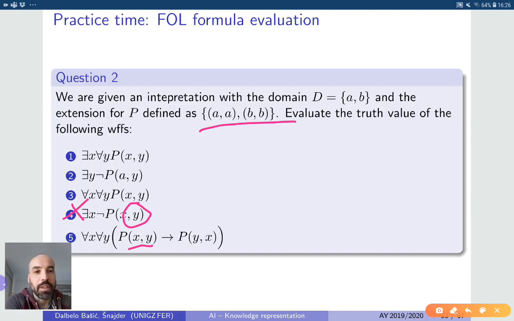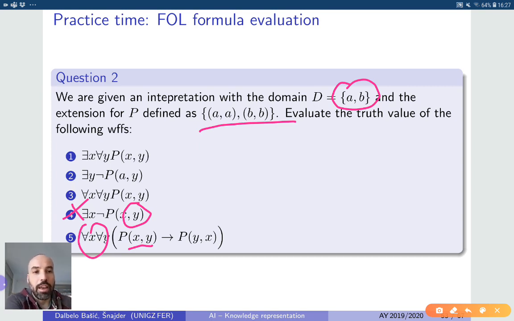For all x, for all y is essentially telling us that we need to go through all 4 combinations here. Why is it 4? Because we have a and b, right? These are 4 combinations of the domain elements. Don't confuse this with interpretations. I'm not saying that this is 4 interpretations, because we are dealing here with a single interpretation all the time. It's the interpretation given by the domain and the extension of the predicate. I'm talking about the four pairs of elements from D.